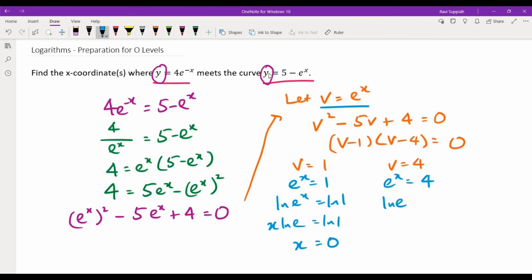Similarly here, I can do the same thing: ln e^x equals ln 4. So x ln e equals ln 4. The natural log of e is actually 1, so x equals ln 4. These are the two solutions. So the x coordinates where both these curves meet are when x equals 0 and when x equals ln 4.